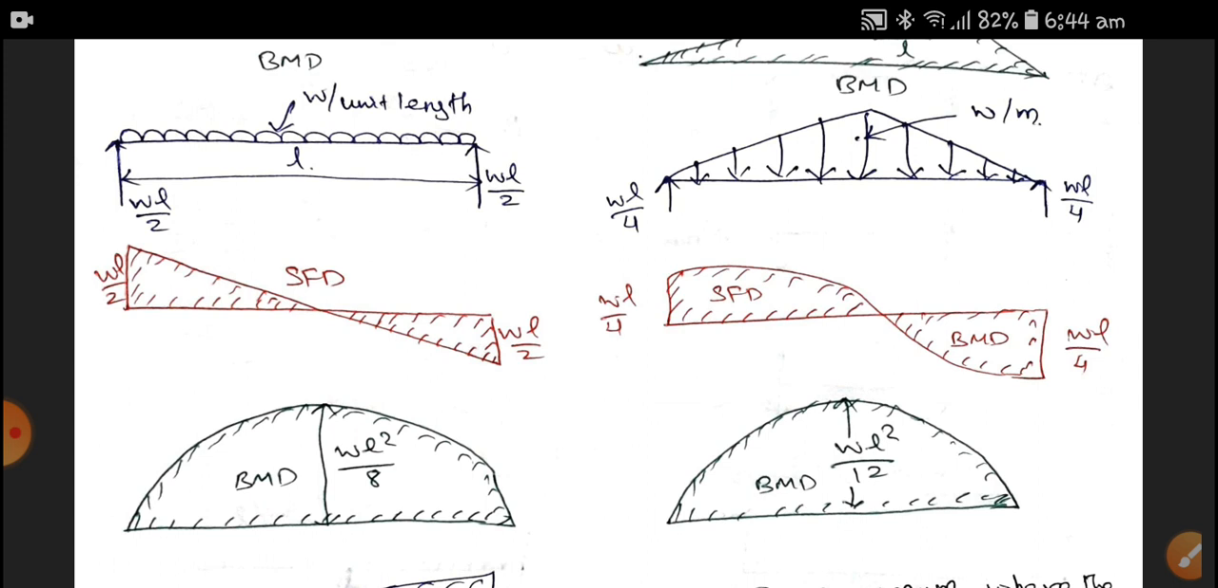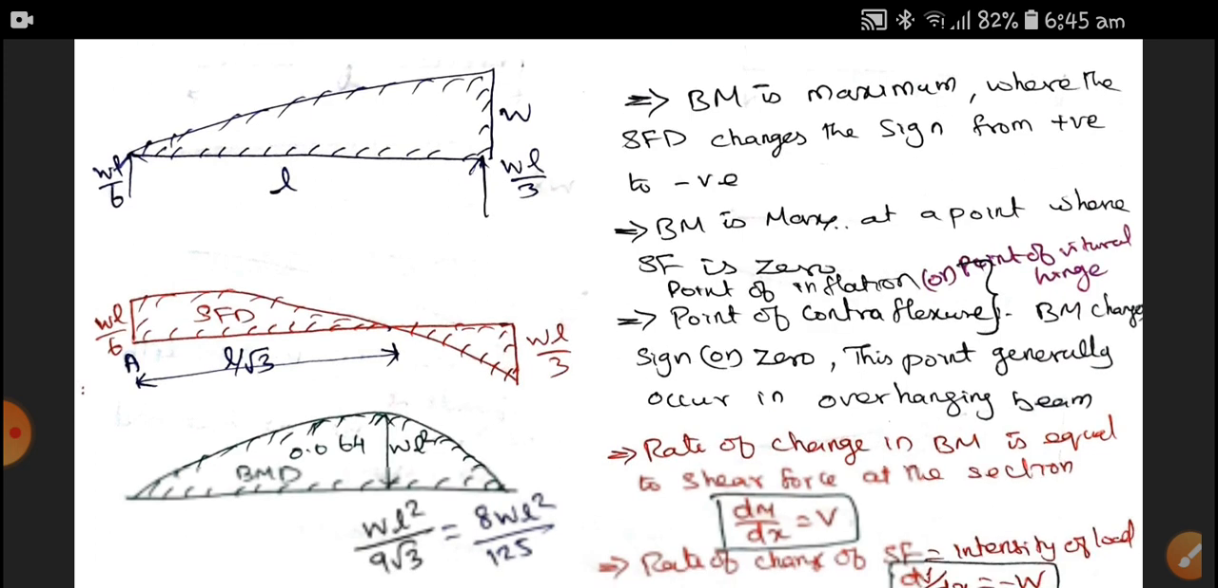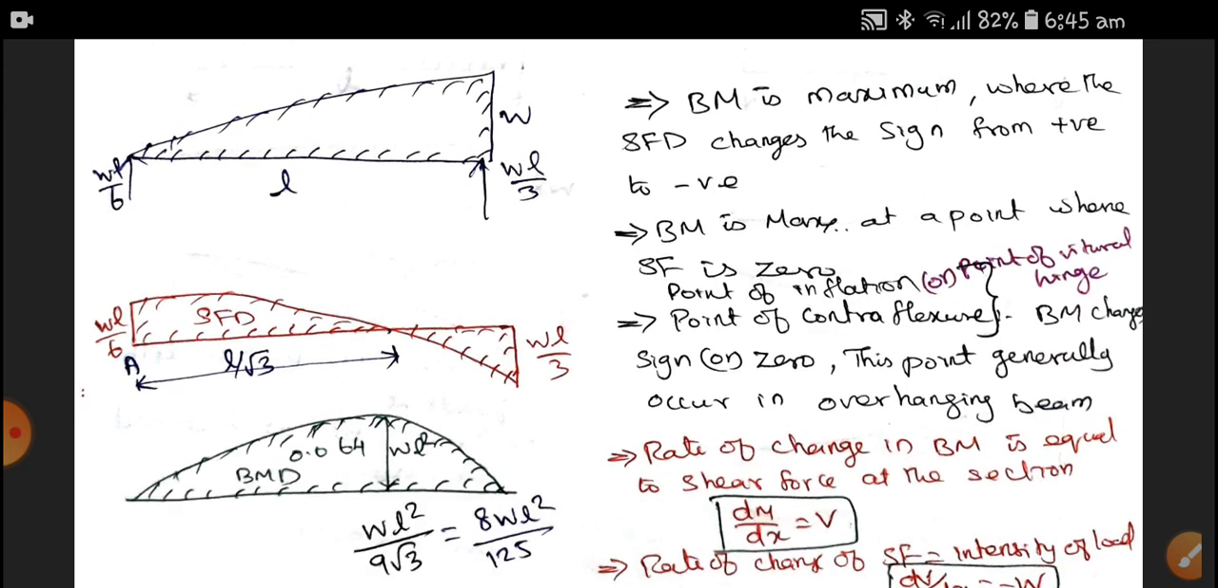And also, the simply supported beam carrying a uniformly varying load, zero at the support and maximum at the center of the beam. Here the shear force diagram has both positive and negative signs. Therefore the shear force diagram is in a parabolic shape, so the bending moment diagram is in a cubic parabola shape. So this is the condition for the simply supported beam with a uniformly varying load, zero at one support and maximum at the other support. The shear force diagram is a parabola and the bending moment diagram is a cubic parabola.